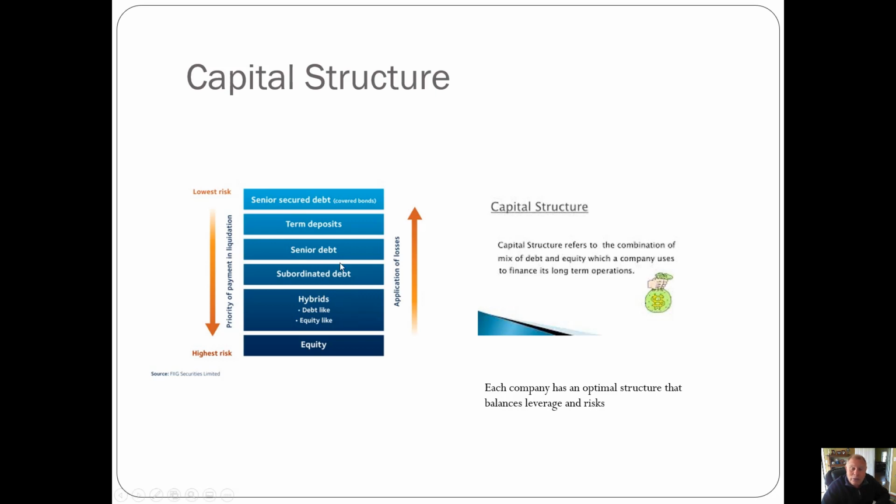And when we look at senior debt, all that means is that it's above the subordinated debt. Subordinated debt is that debt which comes after senior debt. And there's a cost associated with each one of these. And the most secure one with the lowest risk has the lowest price. We move up to equity, it has a higher cost.